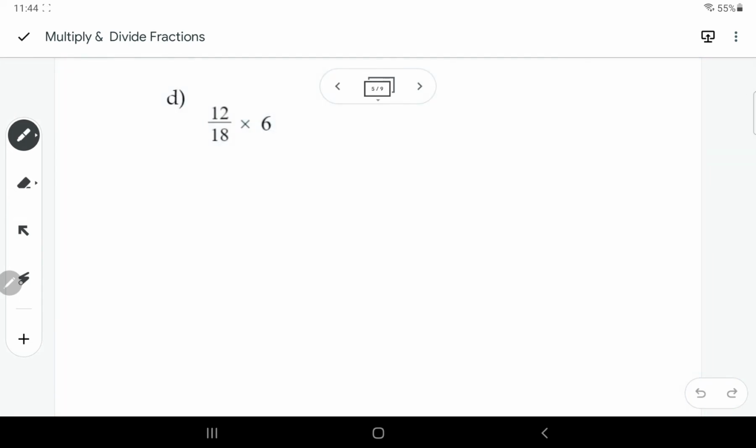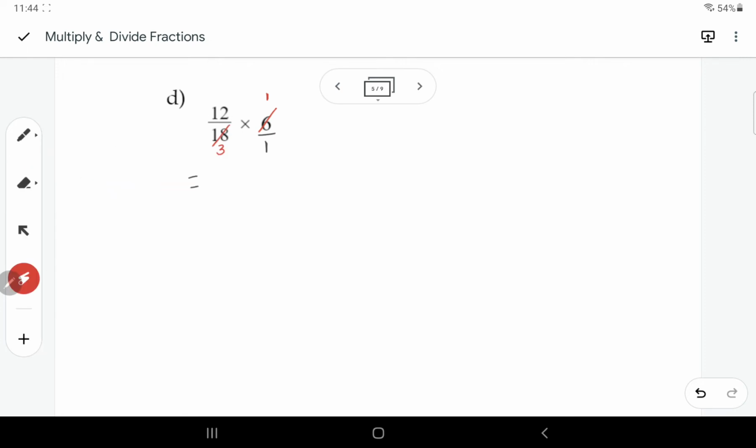And our last example for multiplying, here we want to make sure that when we have a whole number, for instance that 6, we want to write it as a fraction. Any whole number can be written as a fraction by writing it over 1. So when I try to do my reducing, I see that 18 and 6 can both be divided evenly by 6. So I'd have a 1 and a 3.